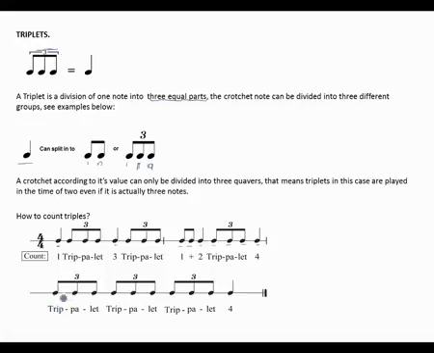Triplets on beat 1, triplet, triplet, triplet. Then on 4 is a crochet. So, you can go 1 and 2 and 3 and then 4, or triplet, whichever way is easier for you to understand.